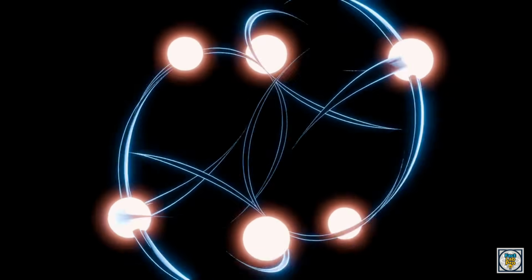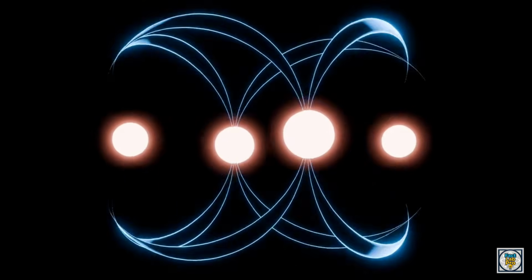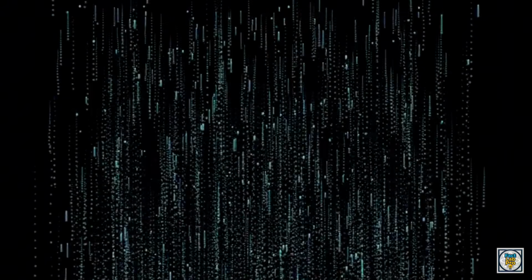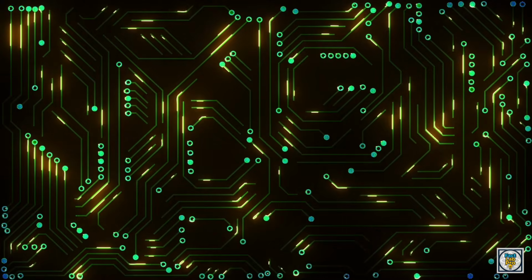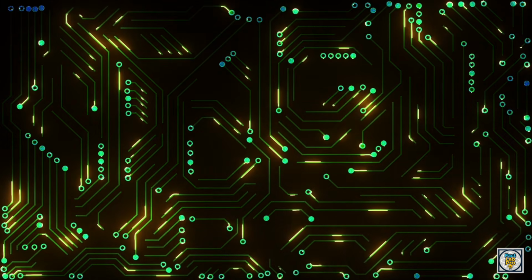This is important and worth saying clearly. A quantum computer is not just a much faster regular computer. It's not trying harder versions of the same math. It's using an entirely different kind of physics to explore problems in a completely different way.